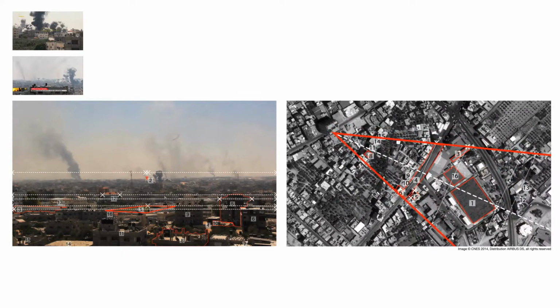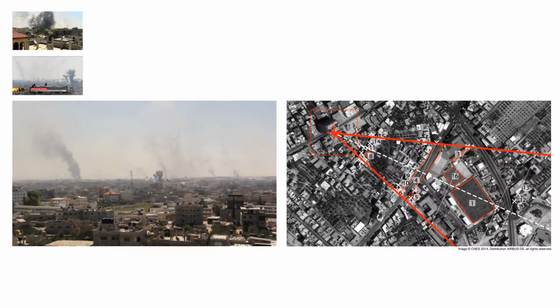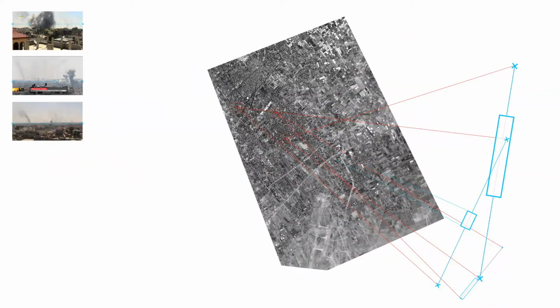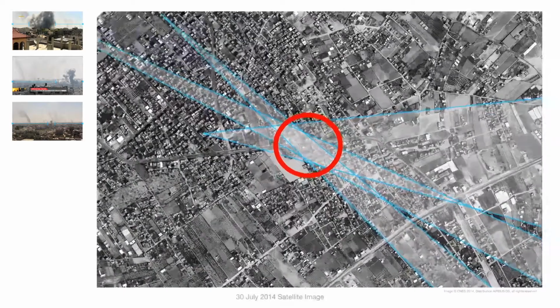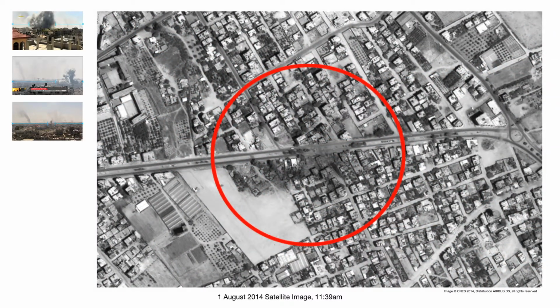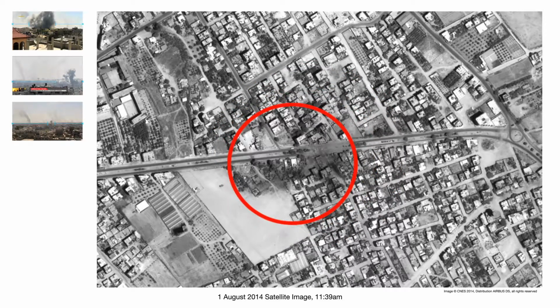We locate the other two cameras in a similar fashion. We measure the size of the smoke plume within each frame and intersect the three perspectives. The site of the strike is at the intersection of the three axes. A satellite image from after the strike confirms this location.